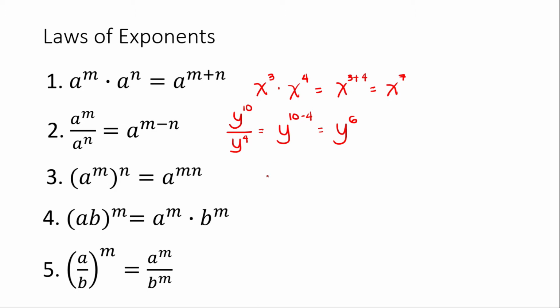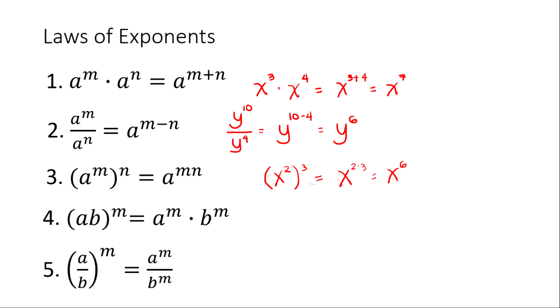Pangatlo, the term a raised to m is raised to the nth power. So, ang gagawin natin is a raised to m times n. This time, i-multiply natin yung exponents. Example, we have the term x squared raised to the 3rd power. So, ang gagawin lang natin is to have the base and then multiply the exponent 2 and 3. So, our final answer is x raised to the 6th power.